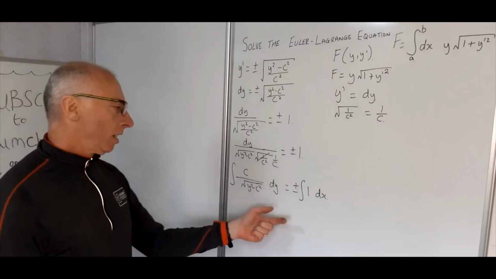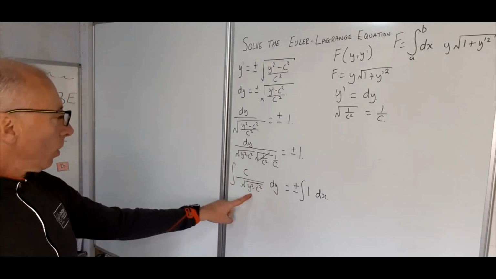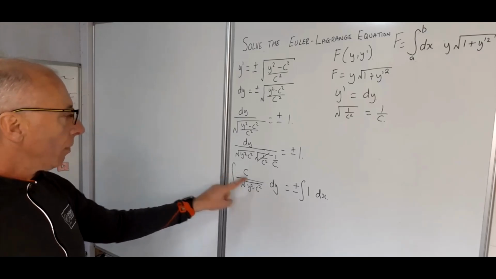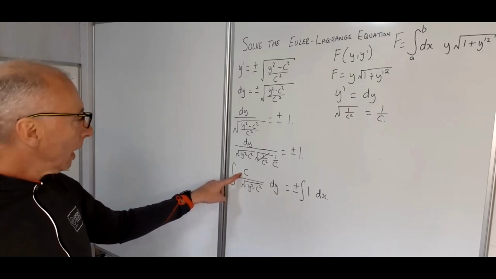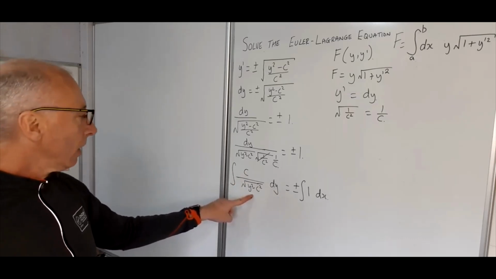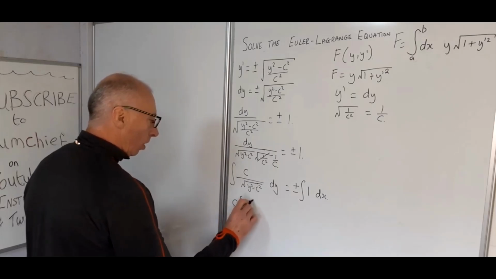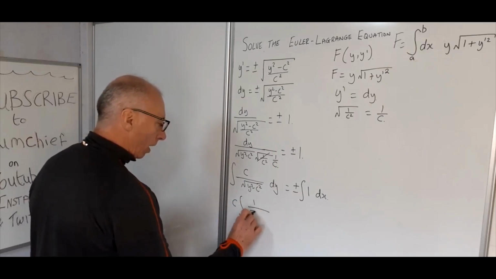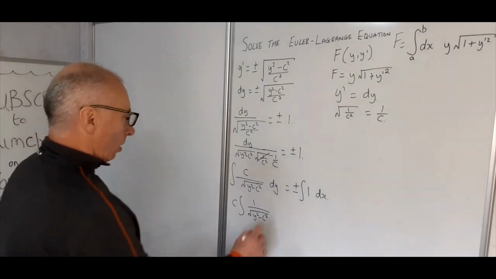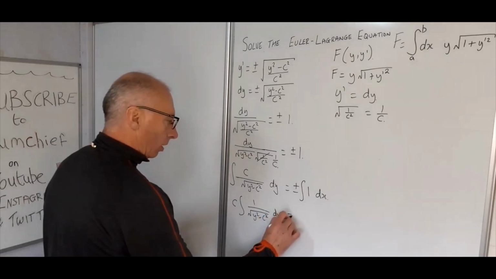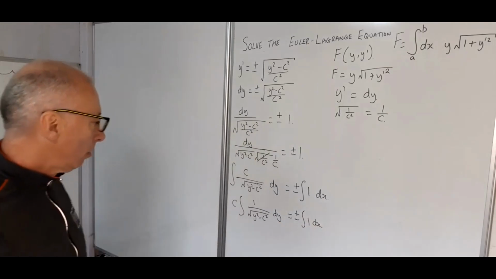Well, the right hand side is easy, that just becomes plus or minus x, that's fine. Now this one here, we can bring the c out front because we're integrating with respect to y, so the c doesn't matter, but the radical will have to stay as it is. So let's rewrite that. C times the integral of 1 over square root y squared minus c squared with regards to y equals, I'm just going to leave this as it is for now because we know what that is, that's simple.